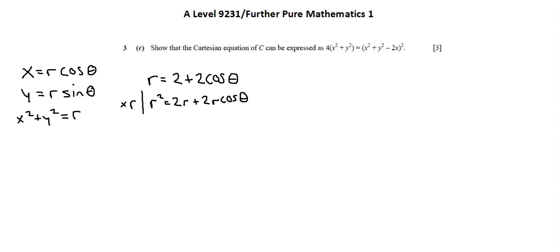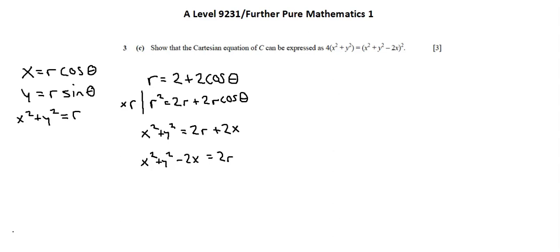Now looking at my relationships, on the left side I see I can replace r squared with x squared plus y squared equals, for now I'll leave 2r as is, plus 2 times, again a relationship I have for r cosine theta, this equals x. Now looking up at my requirement, I can see one side of the equation has the terms x squared, y squared, and negative 2x. I can work towards that grouping by moving the 2x. So on the left I have x squared plus y squared minus 2x, subtracting 2x from both sides, equals 2r.